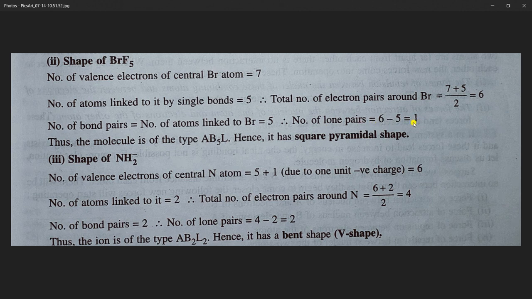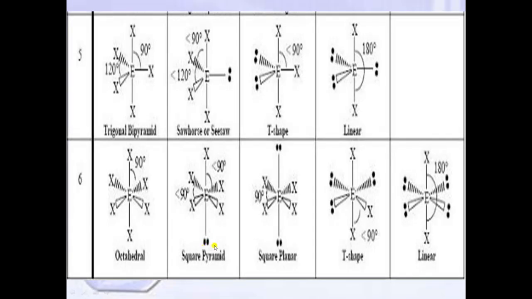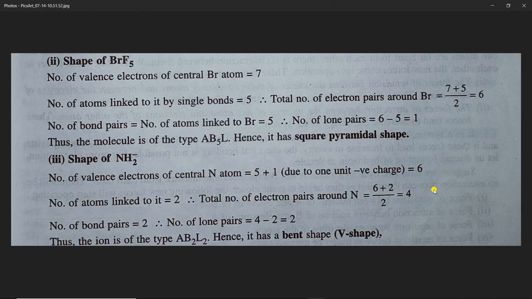So what is the shape in the presence of 1 lone pair? This is the shape, square pyramid. 1 lone pair will come here and the bond pairs will come here. The angle is less than 90 degrees. So the geometry is octahedral but the shape is square pyramid because there is 1 lone pair. So the shape is square pyramidal.